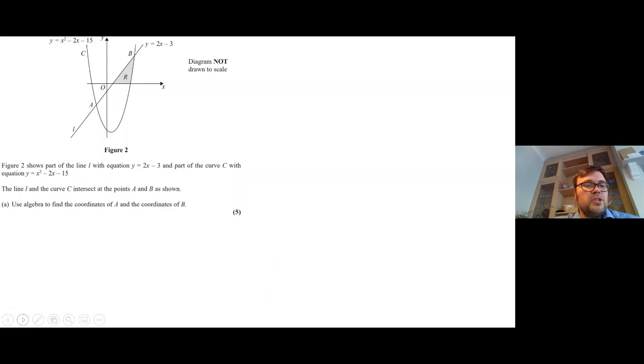So here the first question: figure 2 shows part of the line L with equation y equals 2x minus 3 and part of the curve C with equation y equals x squared minus 2x minus 15. The line L and the curve C intersect at the points A and B as shown. Use algebra to find the coordinates of A and the coordinates of B. So again, it's very similar to simultaneous equations.